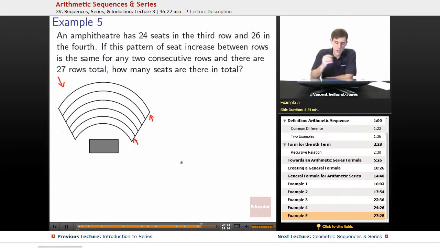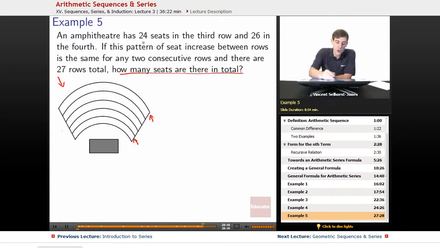Okay. So what we're looking for is how many seats there are total. So what we can do is we can talk about the third row has 24 seats. The fourth row has 26 seats. So we could think of this as a sequence, right? We know that it has the constant increase. The pattern of seat increase between rows is always the same. So what we've got here is an arithmetic sequence. Makes sense since that's what the lesson is about.